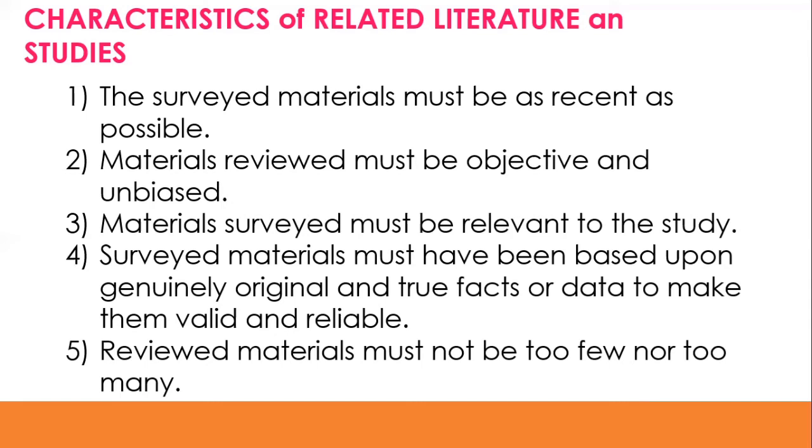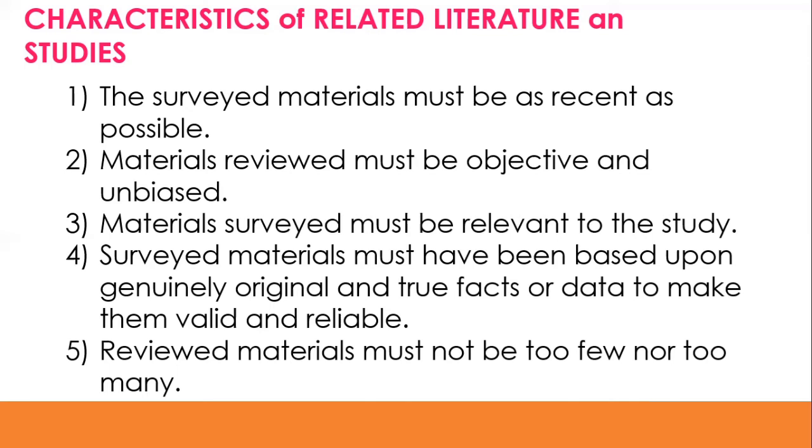And for the second characteristic, that would be materials reviewed must be objective and unbiased. So some materials, take note, are extremely or subtly one-sided. Okay, if you can notice, either political, religious, etc. Comparison with these materials cannot be made logically and validly. And so, for that matter, distorted generalizations may result. Now, we are trying to avoid this one. So, as much as possible, we should ensure that the materials being reviewed must be objective and unbiased.